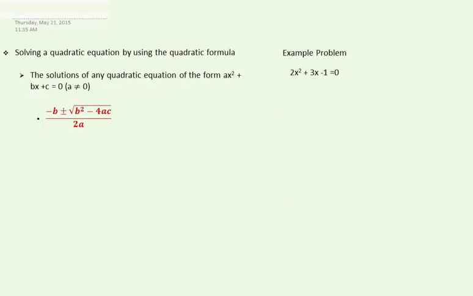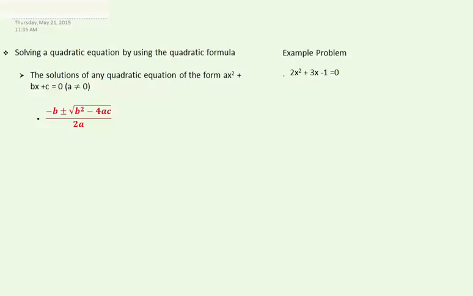We just saw how to factor a quadratic equation. Now we can solve a quadratic equation by using the quadratic formula. The quadratic formula can be seen below as -b plus minus the square root of b squared minus 4ac divided by 2a. So let's see if we can apply the quadratic equation to our example problem on the left.